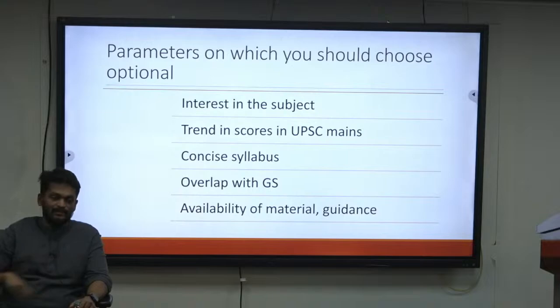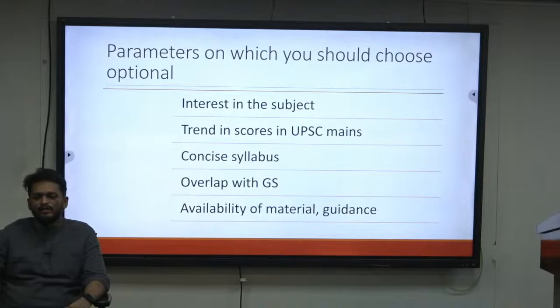If you take some vague optional which nobody else takes, where only 20 people are taking that particular subject, then you won't have clarity on what to do. There is not enough material, not enough mentors, and not enough information even on the internet about this subject. So don't take those subjects, because you won't have clarity on what exactly you should do. These are the parameters on which you should choose your optional.